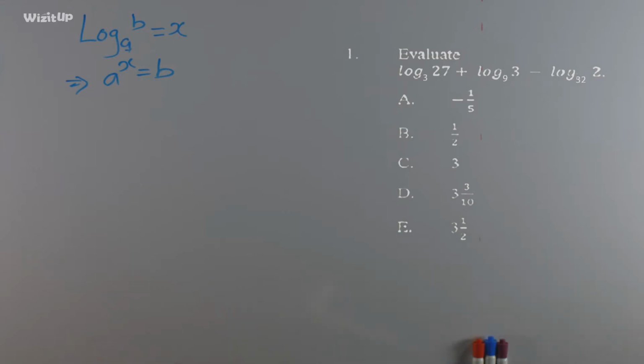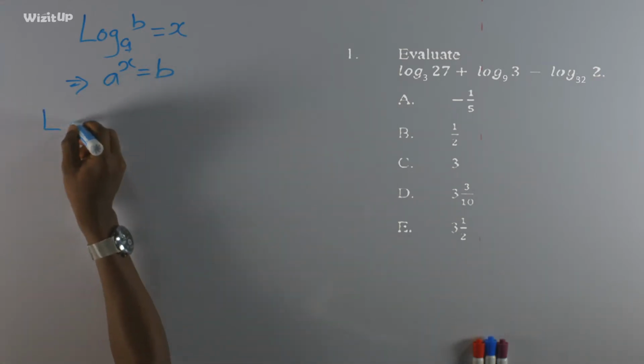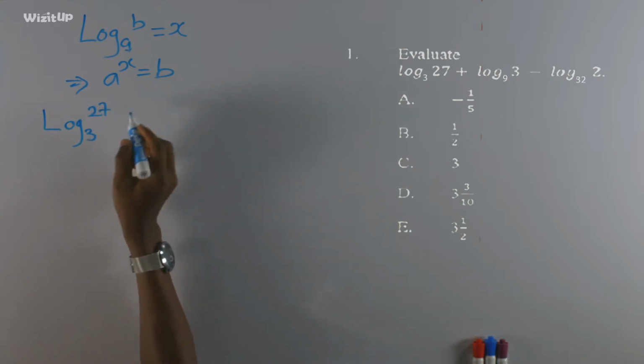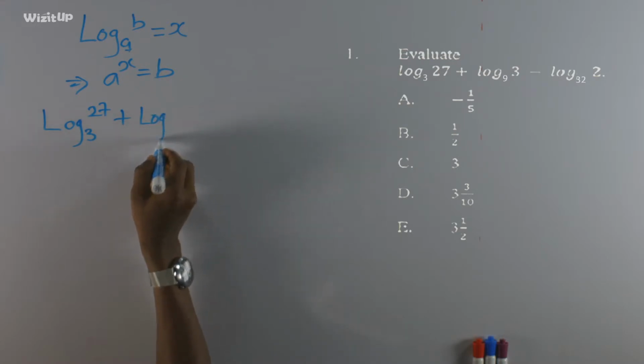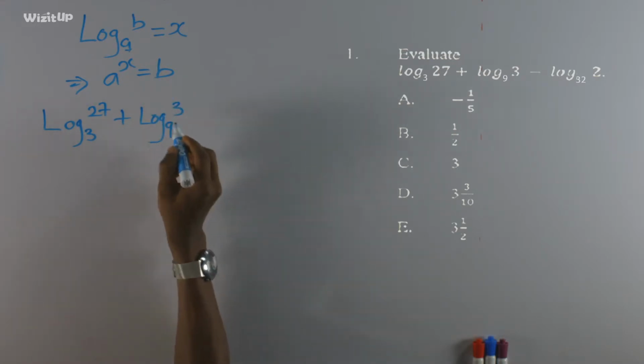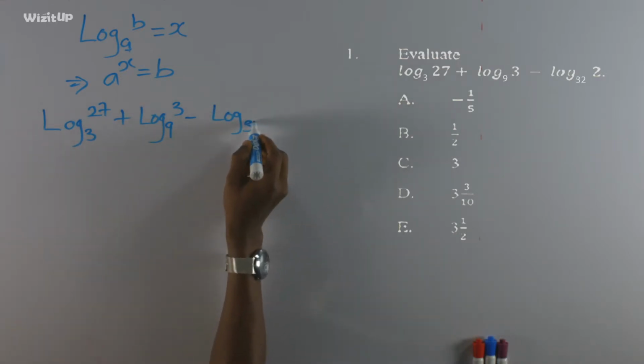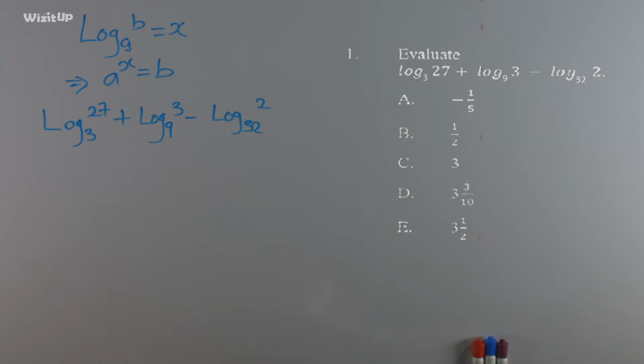So that's it. With the question on the board, log 27 to base 3, plus log 9 to base 3, minus log 32 to base 2. Now, if you look at this very well, the very first thing that will come to your mind, having studied logarithms before, is that whenever we have logs of the same base, then you carry on with the addition rule and the subtraction rule as required.